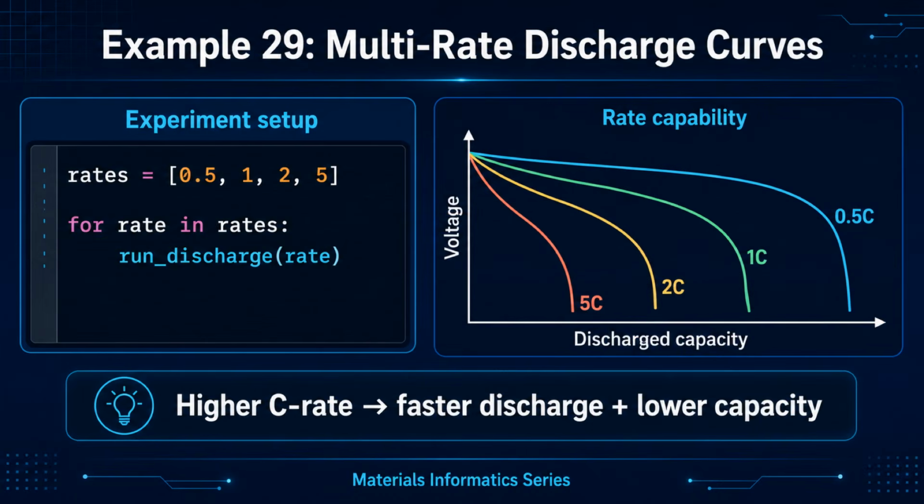Rate capability is critical for fast charging applications. We simulate discharge at various C rates from low to high, showing how capacity and voltage are affected by discharge rate. Higher C rates cause larger overpotentials and earlier voltage cutoff, reducing usable capacity. This analysis helps identify rate-limiting steps: ionic diffusion in electrolyte, solid-state diffusion, or reaction kinetics.